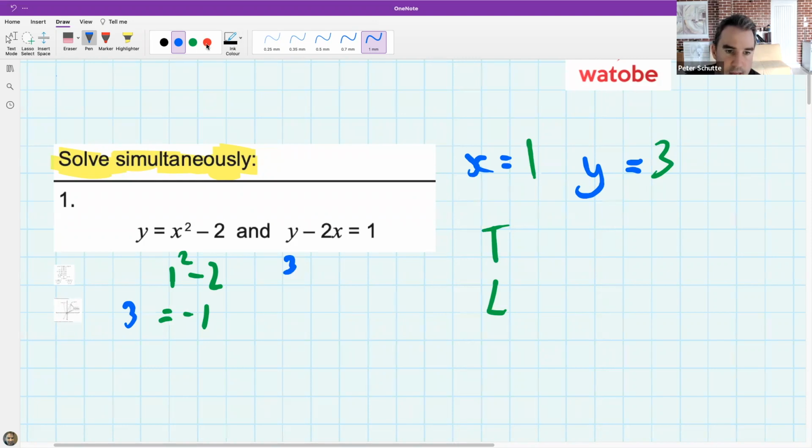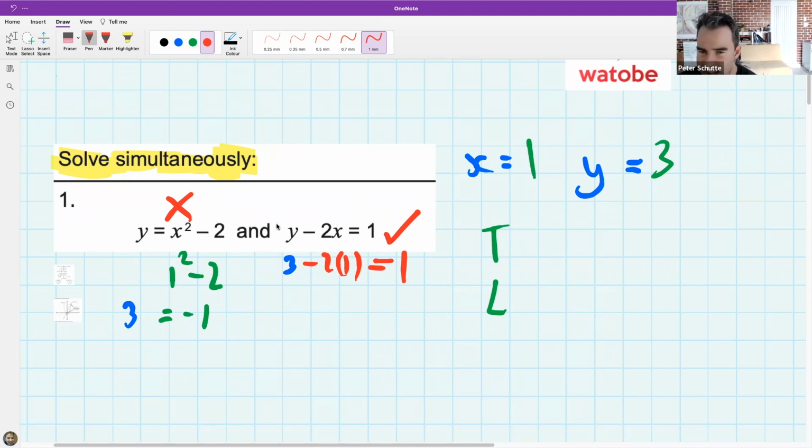If I put a 3 here and I put a 1 here, oh, now I see why. Okay, so this is a solution to that equation, but it's not also a solution to that one. So I was a bit sneaky there. When we look for solutions simultaneously, it means it must be a solution for both of these equations at the same time. Give me a thumbs up if you understand why it satisfies the one but doesn't satisfy the other.